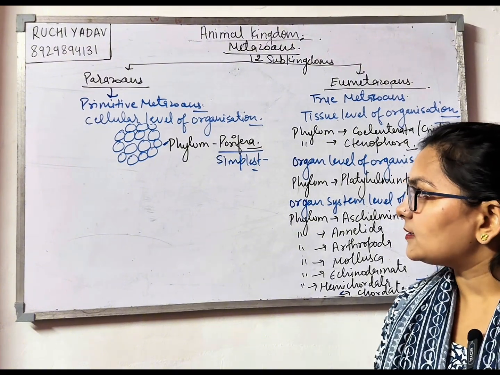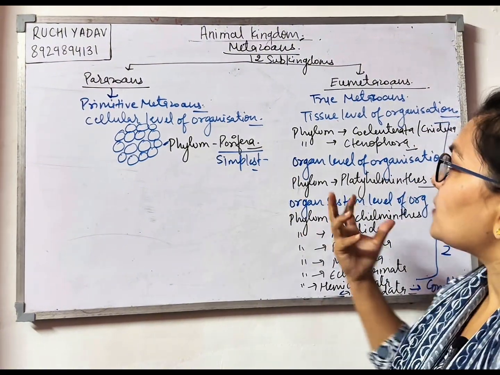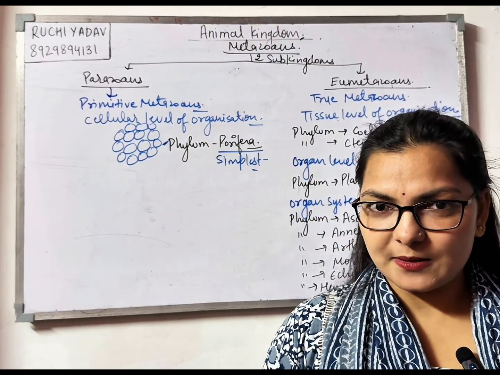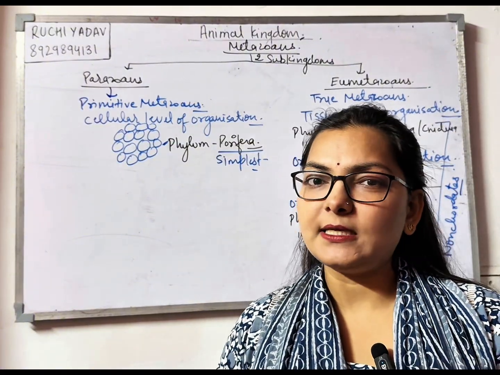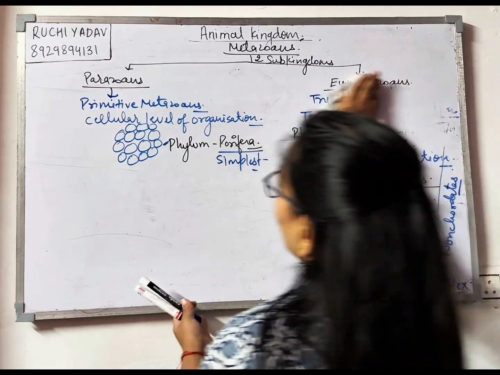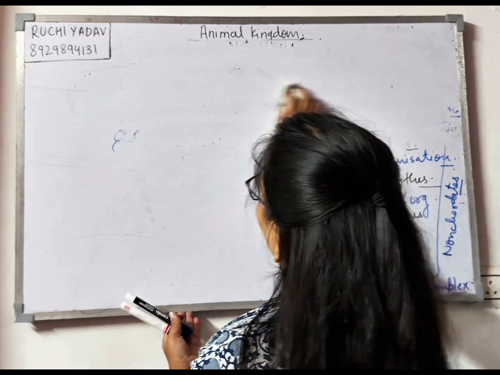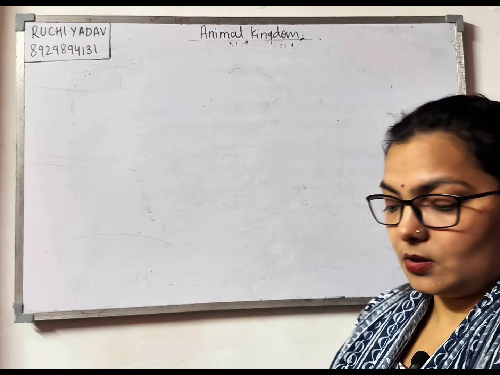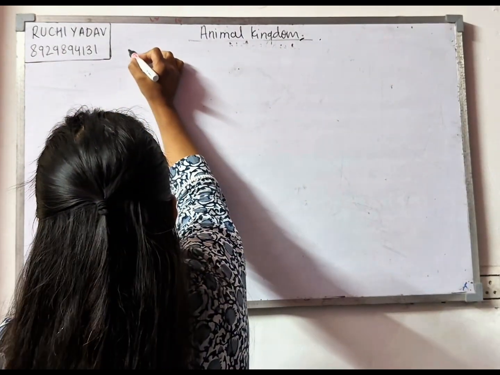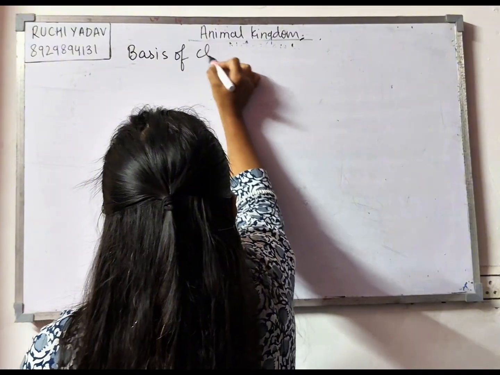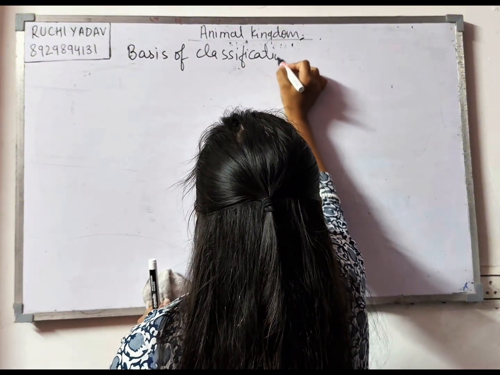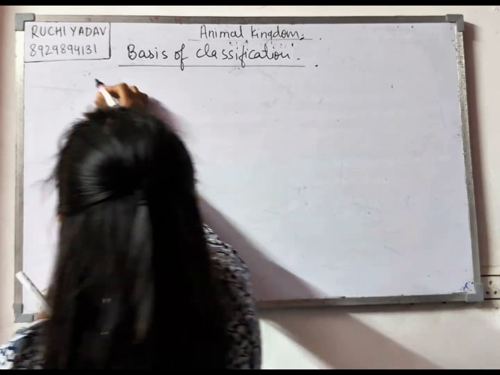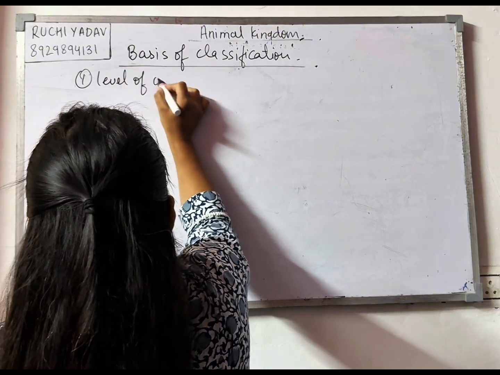All right? Let us talk about the basis for classification, which I have already told you, the basis on which we have classified the animals. Let us just have a look and discuss all of these in detail. I hope till now you are familiar with all the terminologies which I have already used. The very first basis of classification for the animal kingdom which we are going to take up is level of organization.